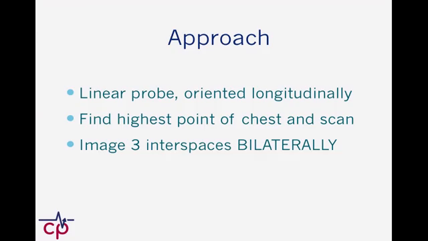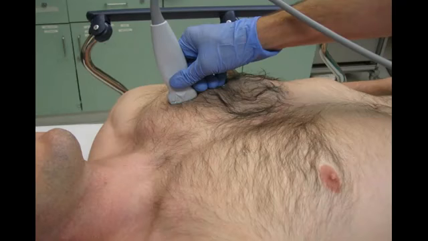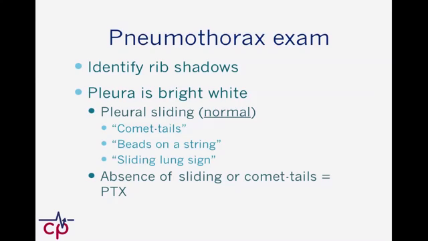So again, we're using the linear probe and orienting it longitudinally. You find the highest altitude point of the chest and scan there, but also scan 3 interspaces bilaterally to increase your sensitivity and your yield. And you're really scanning on both sides because you want to have a comparison. This is what it looks like on the other side.